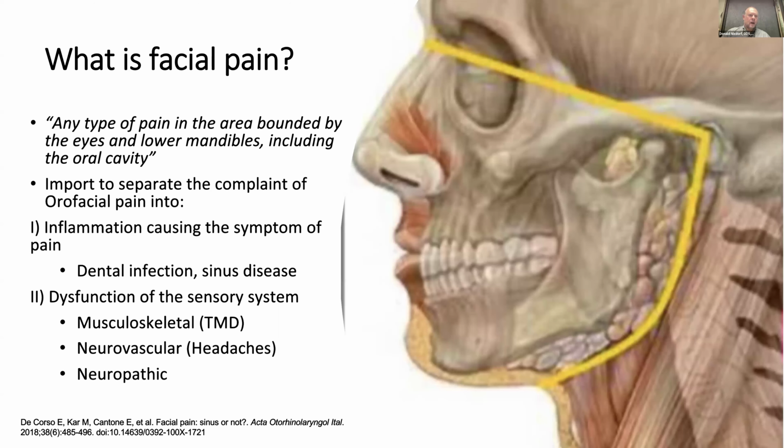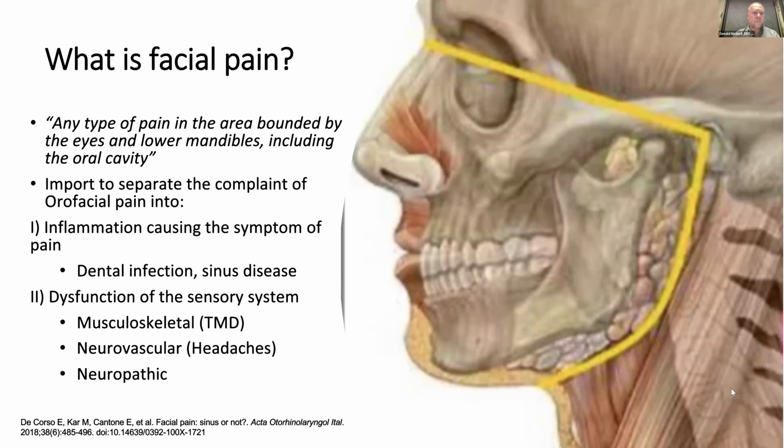Thank you. And so I wanted to just briefly go through what is facial pain. Facial pain is pain that is in the face, and we define the face as being from the eyes down and from the front of the face back to about the ears. As you can see in the diagram here, it's this area that is outlined in yellow.